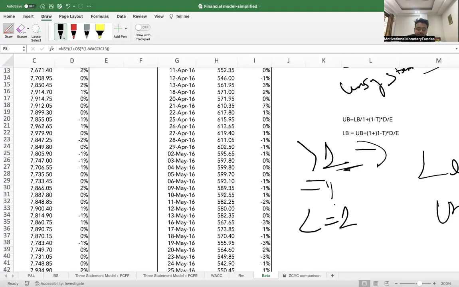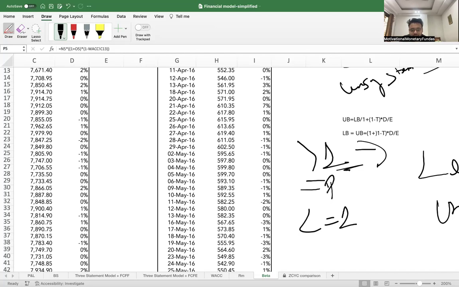Whereas if you have a beta of less than 1, those are defensive industries like FMCG, it can be pharma. So if beta is 0.8 and the market is rising by 10%, the stock will just rise by 8%. Might not be good in that scenario. But if the market falls by 10%, the stock will just fall by 8%, because the beta is less than 1.